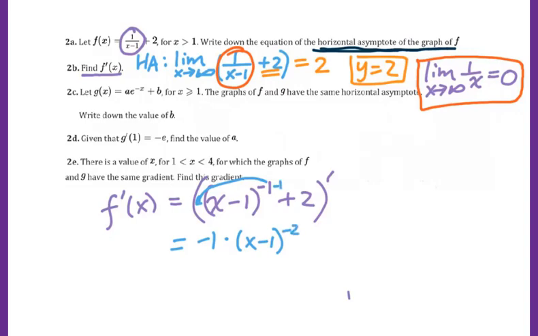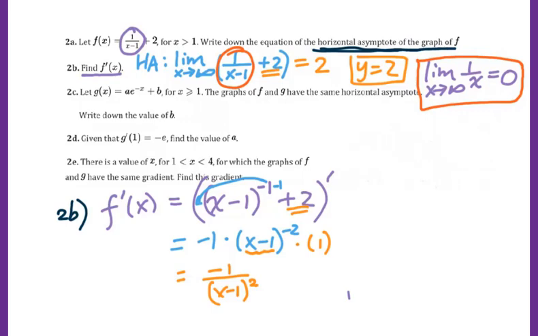Then we do the derivative of x minus 1. It will be 1. The derivative of a constant number will be 0, so we don't have to write it down. Therefore, we get negative 1 over (x minus 1) squared. This will be the answer for 2b.